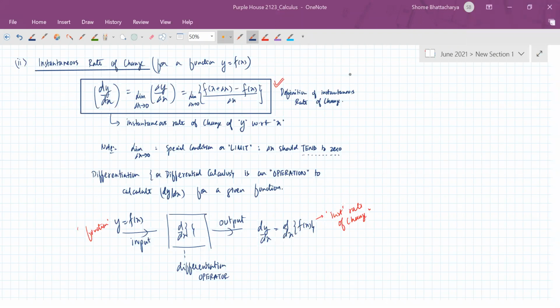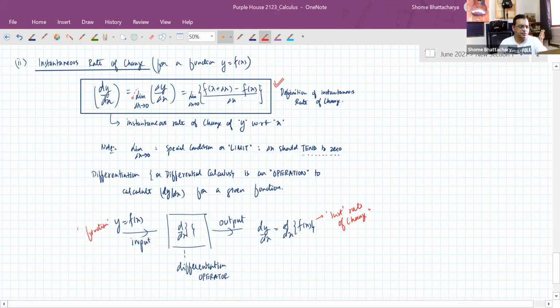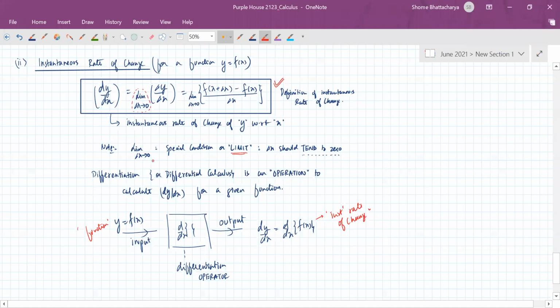Okay. Limit delta x tends to 0. See, that is the symbol that we are using here. So I've explained the meaning of this symbol. Okay. LIM is the short form for limit. All right. So what is the meaning of this symbol? Limit delta x tends to 0.